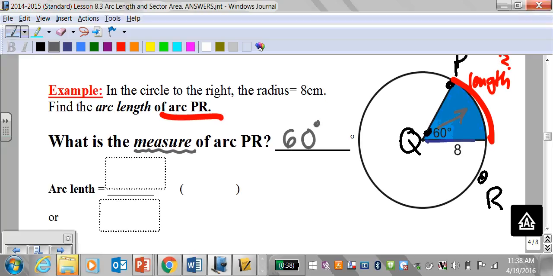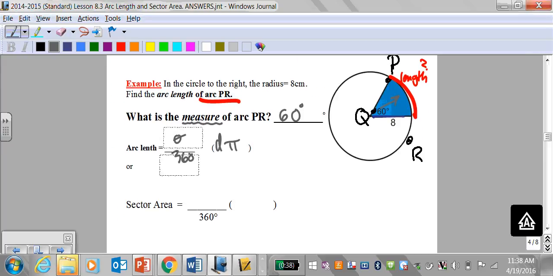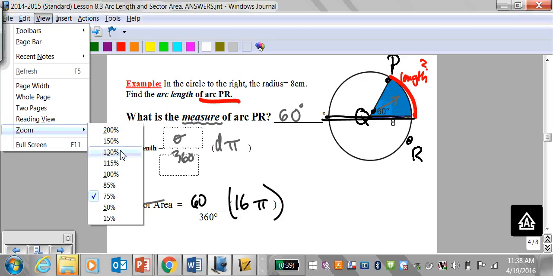All right. Now, arc length is going to be theta over 360 times d pi. So this is theta, which is 60. Physically trace your diameter. Out loud, what's your diameter? 12. Okay, 16.5. It's okay. I saw 6 and I was like, oh, hey, look at that.